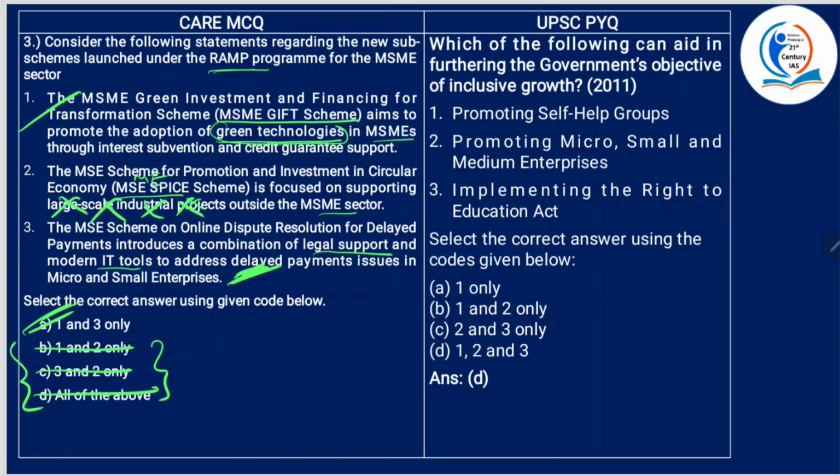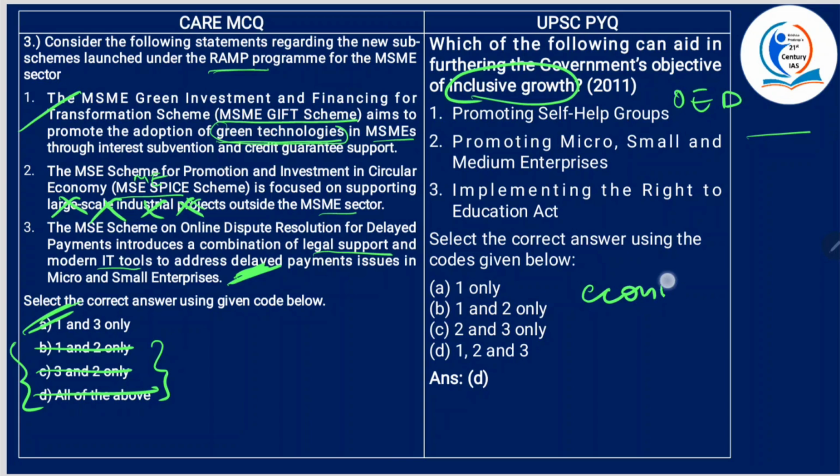Now, which of the following can aid in furthering the government's objective of inclusive growth? Now, what is inclusive growth? If you are going by the definition of OECD, inclusive growth means the economic growth that is distributed fairly across society and creates opportunities for all. Okay. Now, what are those? What did I just say?